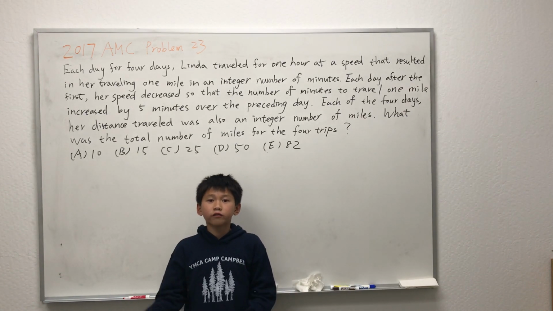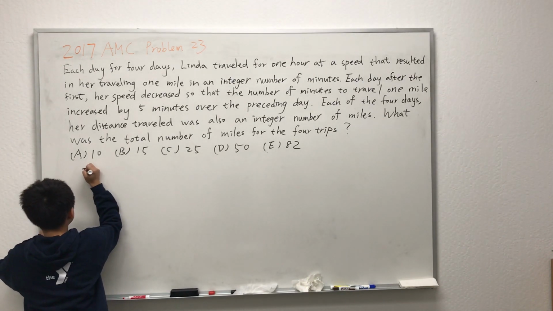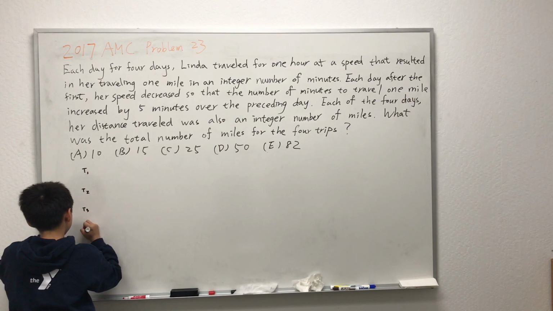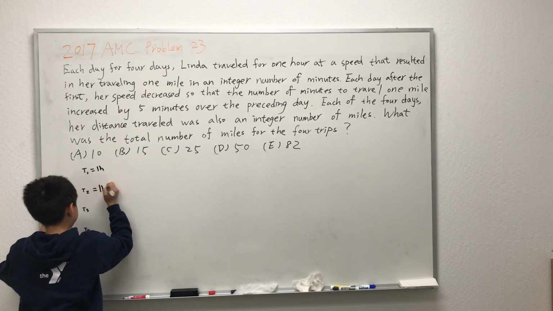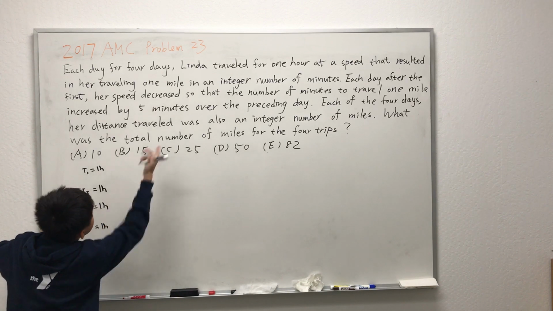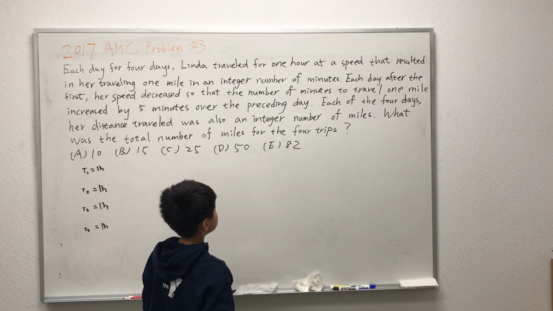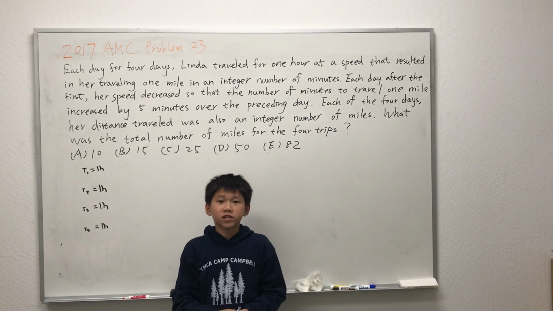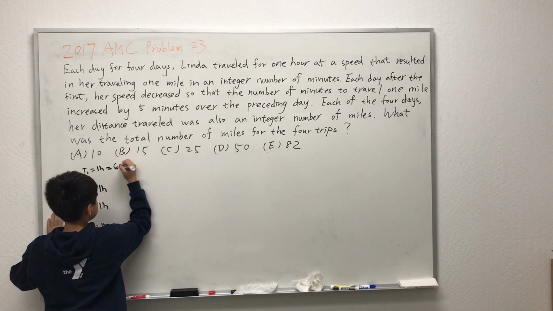Let's try to plot out all the information the problem gives us. It tells us that the time for all 4 days that Linda traveled is always 1 hour. If you read on, it says each day after the first, her speed decreased so that the number of minutes to travel 1 mile increased by 5 minutes. So it seems like the rest of the problem is talking about minutes. Let's just convert the hours into minutes.